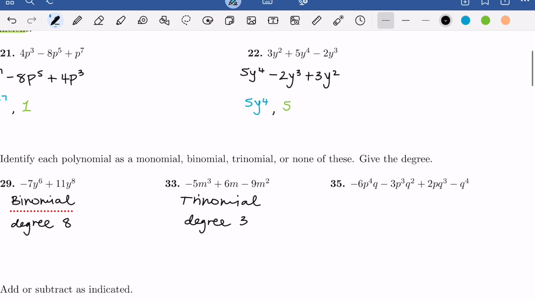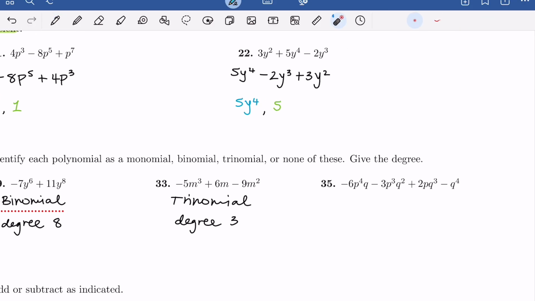Now for this next one here, it's a little trickier for 2 reasons. First, notice we have 1, 2, 3, 4 terms in this polynomial expression. And we actually don't have a word to classify polynomials of 4 terms. That's why we say that they are none of these. So none is going to be our classification in this case.